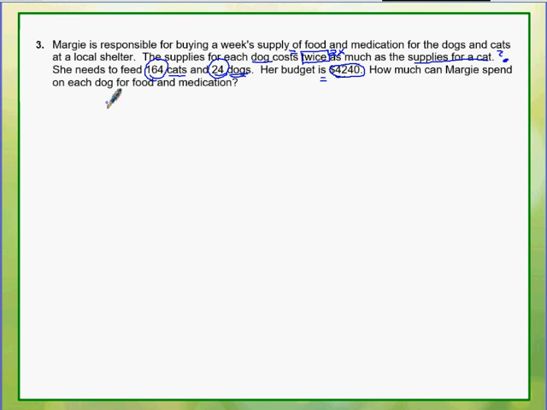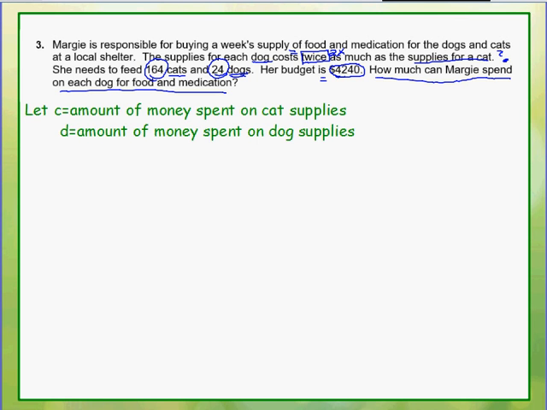First, we need to know our variables. I don't know how much she can spend on each dog. This is our question. How much can she spend on each dog? But I also don't know how much she spends on a cat. I'd like to let C represent the amount of money spent on cat supplies and D represent the amount of money spent on dog supplies.